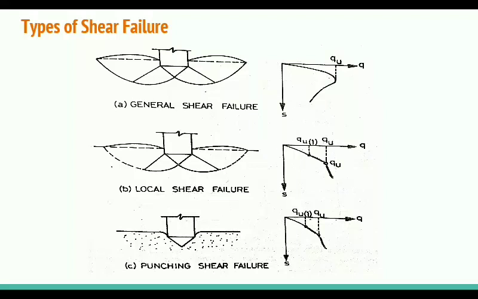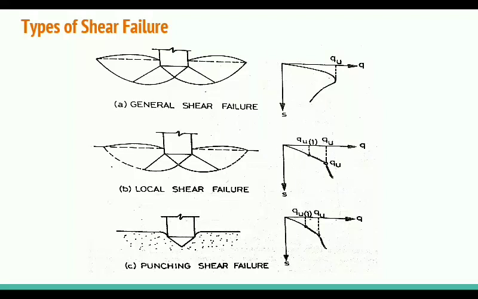So the footing fails at a load QU at which the load settlement curve becomes steep and partly linear. So as compared to the local shear failure, in punching shear failure the slope between the intensity and settlement will be a steep slope. General shear failure generally happens in the case of dense sand or stiff clay, and local shear failure generally happens in the case of medium sand and clay, not soft clay. And punching shear failure happens in the case of soft clay.